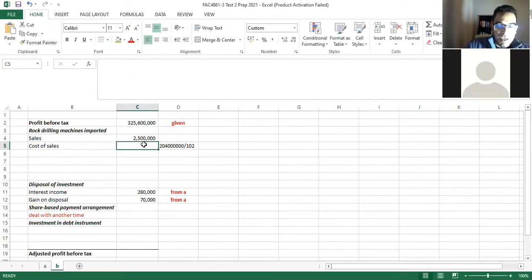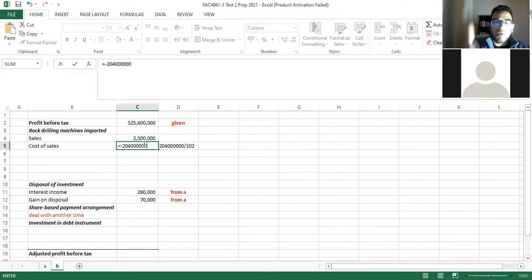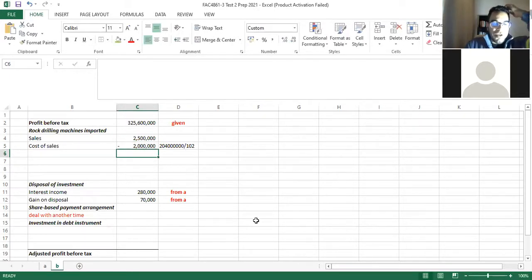Okay, so remember cost of sales, an increase in cost of sales is an increase in an expense. An increase in an expense decreases profit or loss. So I make it minus 204 123 divided by 102. We sold one machine. The cost of the machine in foreign currency is 204. We don't want the foreign currency, we want the rand value. So we translate it into the functional currency, which is ZAR, at the transaction date exchange rate, which is 102. Okay, so there's the cost of sales.